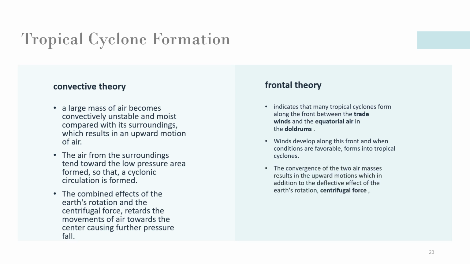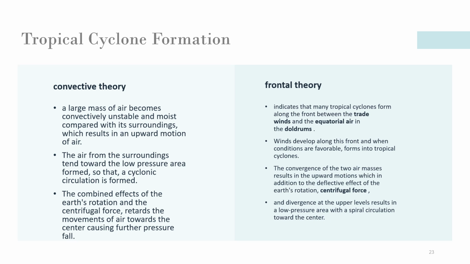And the convergence of the two air masses results in upward motion, in addition to the deflective effect of the Earth's rotation and centrifugal force, and then the divergence at the upper levels results in a low pressure area with a spiral circulation towards the center. So this is kind of similar but different to the convective theory. This is what we call the frontal theory.